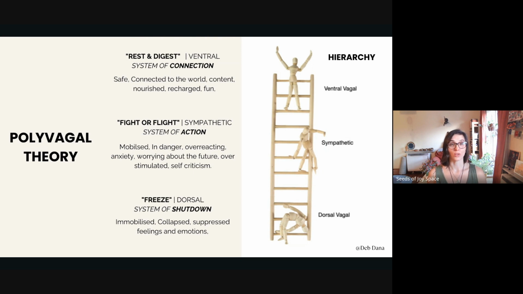And also when we are with others that feel nourishing for us, this is when we are in the rest and digest, because this is a system of connection. So we need all of these systems, all of these pathways and responses. And the best thing is if we can move between them easily and we don't get stuck in one of them.